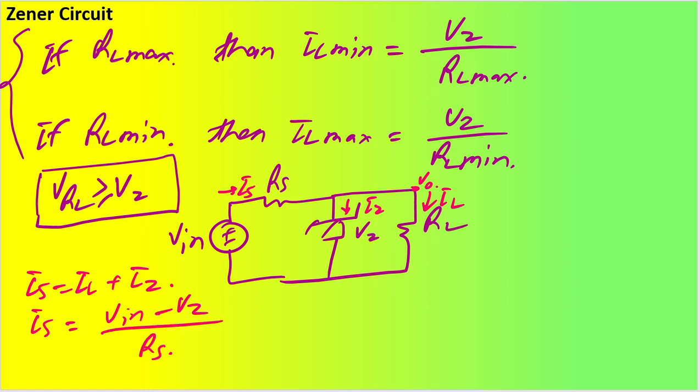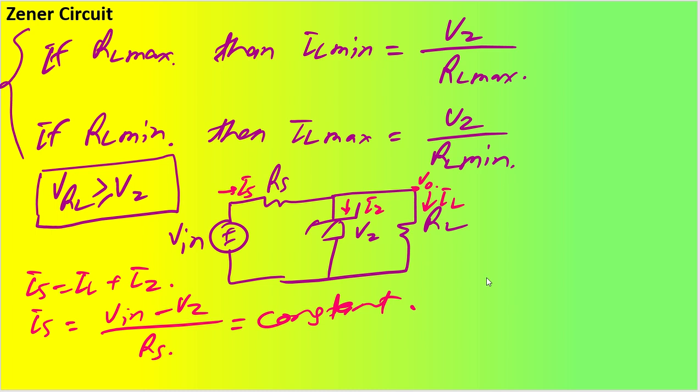Why? Because the voltage at this node will be VZ when my Zener diode is on, and it will be possible only when my VRL is greater than or equal to VZ. So in that case, my V input minus VZ divided by RS will be IS, and this is going to be a constant quantity. It means your source current will always be constant irrespective of your value of RL, right?